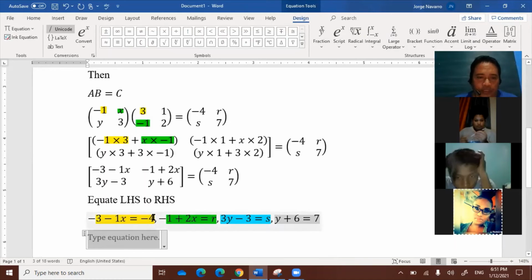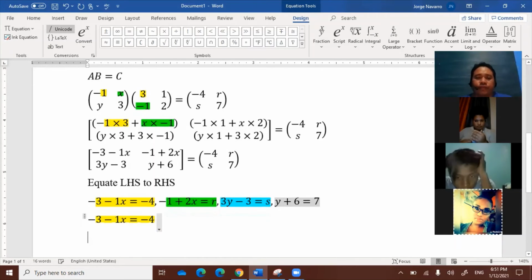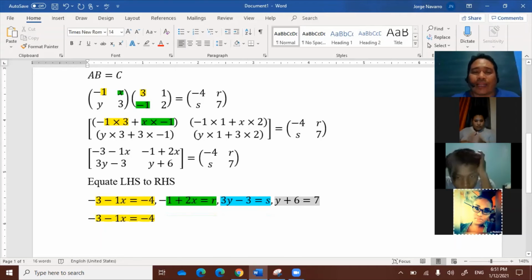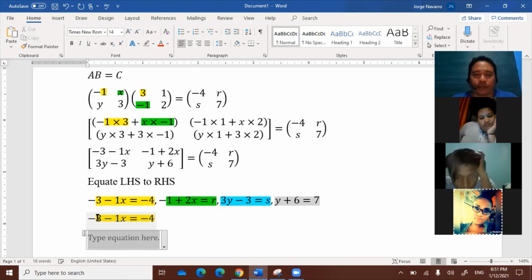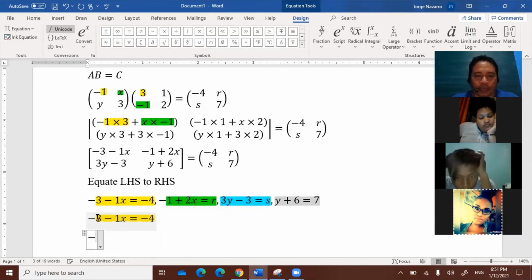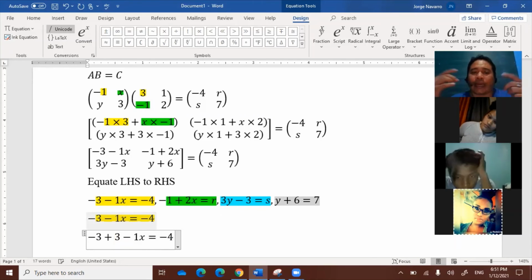I'm going to copy this one here so I can show you what I'm talking about. So this is the first question. Okay? So what is the opposite of minus 3? Positive 3. So what I will be doing is I'm gonna take this minus 3 and add 3 to it. But remember, whatever I do to one side, I have to do to the other side as well. So I'm gonna have to add 3 here as well.